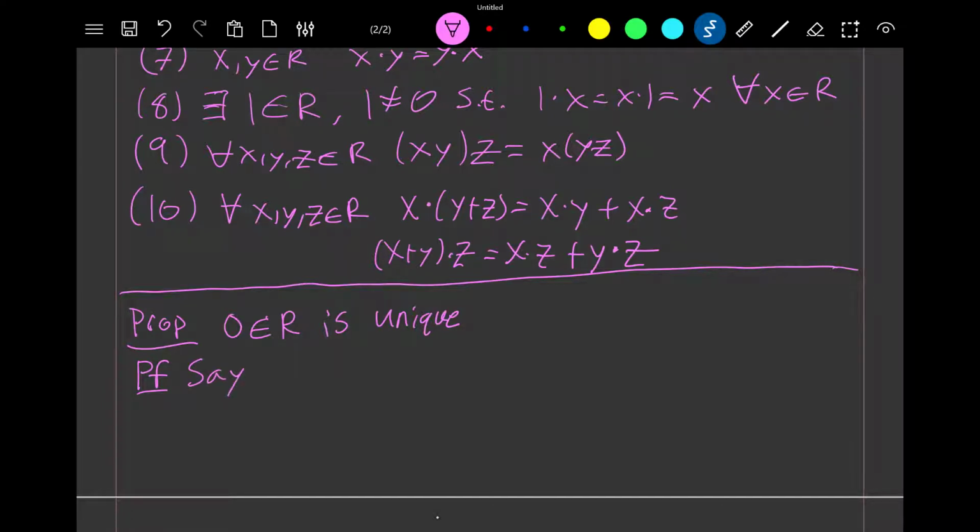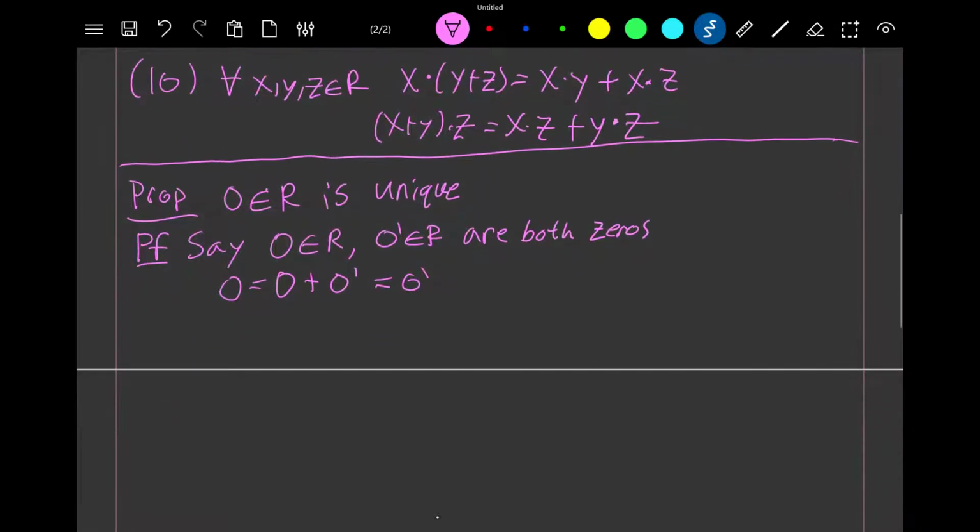say we have 2 zeros. So say we have a 0 in our ring and some 0 prime in our ring, which are both zeros. Then what is 0 plus 0 prime? Well, 0 prime acts as a 0, so 0 plus 0 prime has to be 0. But similarly, 0 acts as a 0, so 0 plus 0 prime is 0 prime. So 0 is equal to 0 prime, and it's unique.